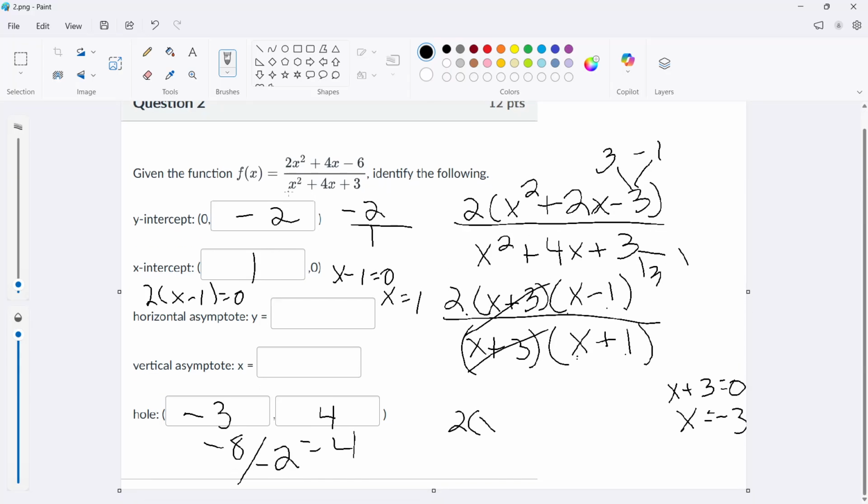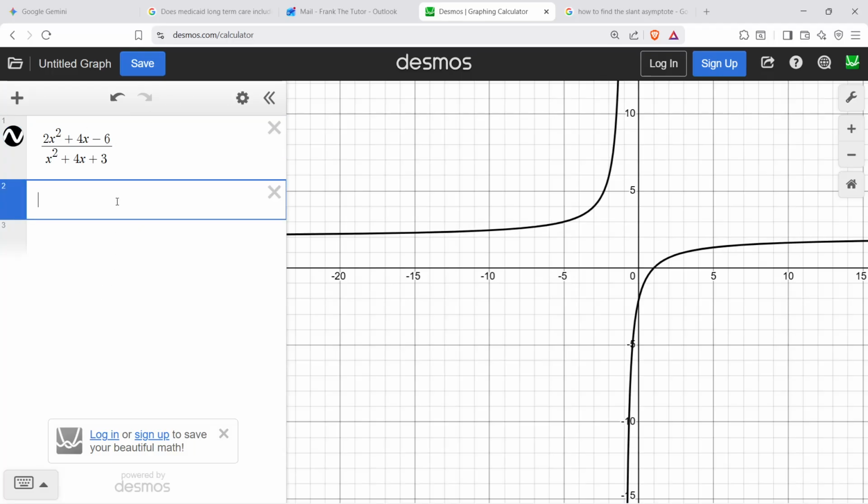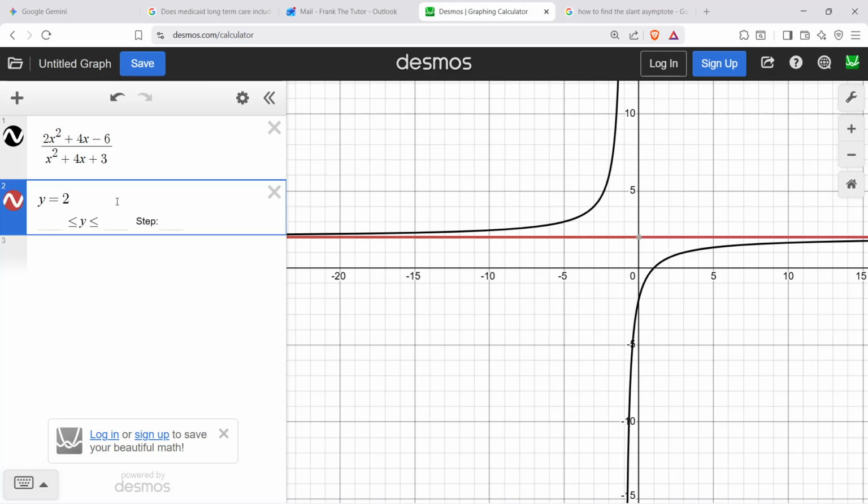Okay? And then I have a horizontal asymptote. The degree of the numerator and the denominator are the same. If the degree of the denominator were bigger, it would be y equals 0. Since they're the same, I just take the coefficient of the largest power. So 2 divided by 1 is 2. So y equals 2. I'll draw it in here. y equals 2. There it is.